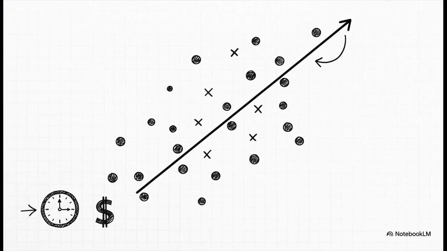So what kind of problem does this actually solve? Well, it's all about predicting a number, something continuous. Take this example. As someone's years of experience go up, what do we expect to happen to their salary? We can kind of see a trend there with our eyes, and linear regression is the tool that finds the exact mathematical line to describe it.